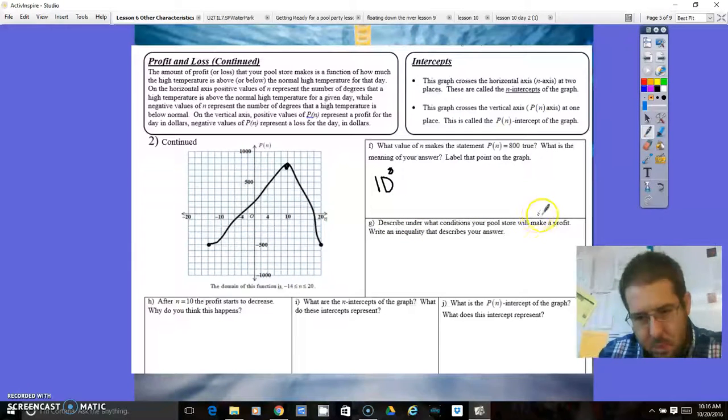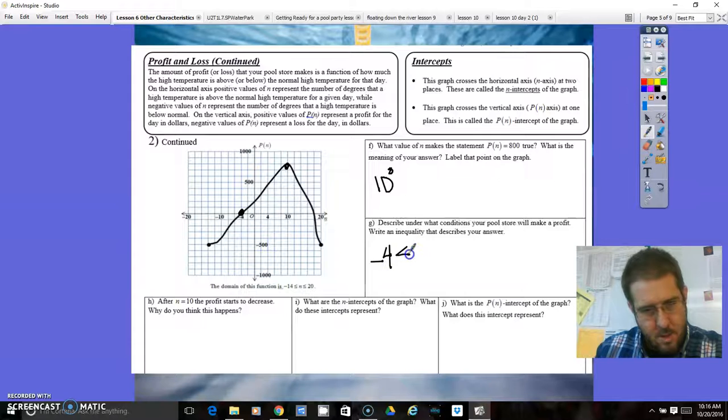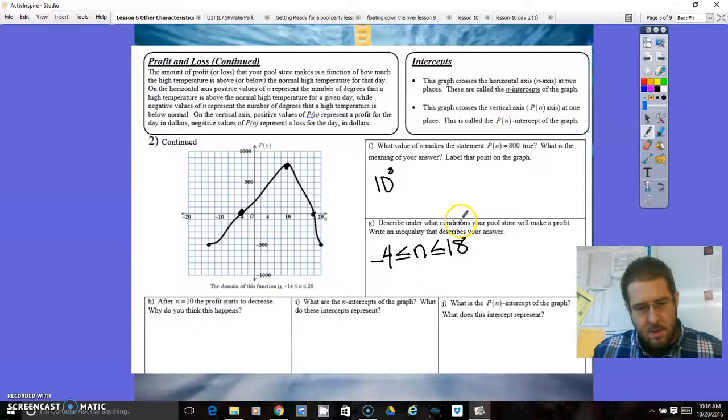Describe under what conditions your pool store will make a profit. So you'll make a profit as long as it's hotter than 4 degrees below normal, but it's also got to be less than 18 degrees above normal. So it can't be too hot. Can't be too hot, because you're gonna lose money then, because nobody wants to go to the pool when it's like 110 degrees out. No, it's too hot to be outside then.